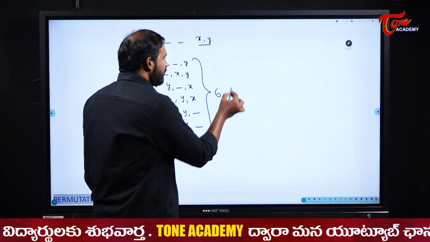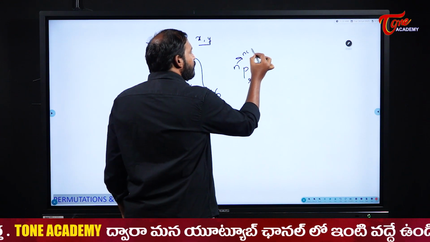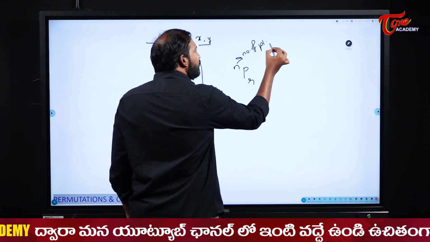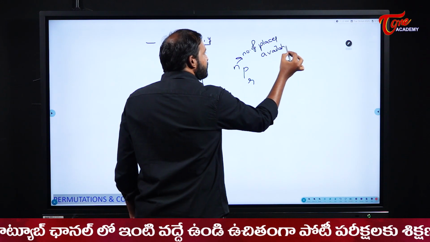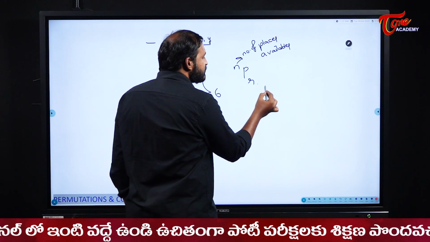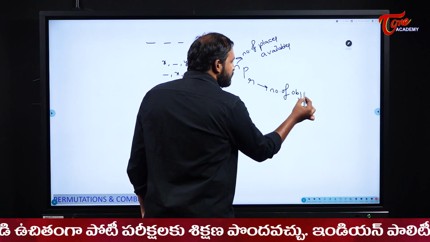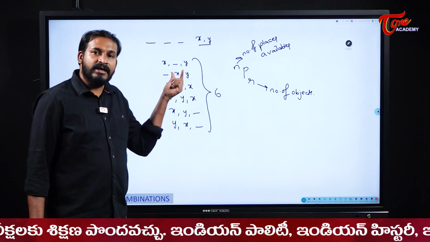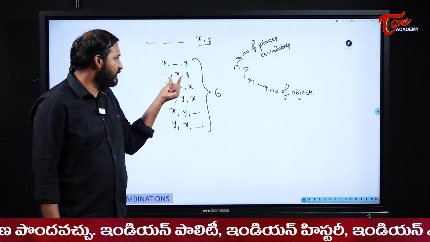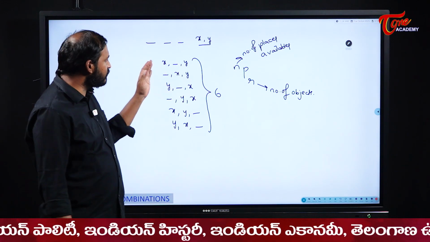Actually, the formula nPr means what? n means the number of places available, and r means the number of objects. That means here for me 3 places are available, and how many objects are there for me here? 2 objects are there for me. What are those? X and Y.